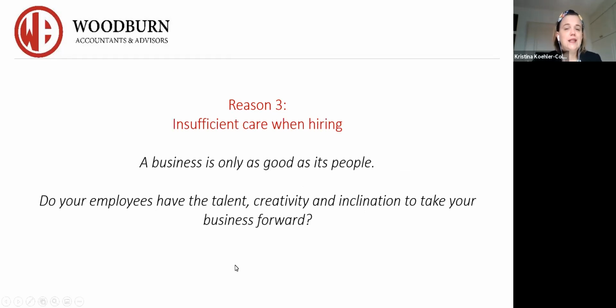Reason number 3 is insufficient care when hiring. And I'm guilty of this. And I don't know a single company that hasn't been guilty of this. We all know this in the Western world, whether you have your company based in the US, Canada, in the Middle East, wherever, a business is only as good as its people.